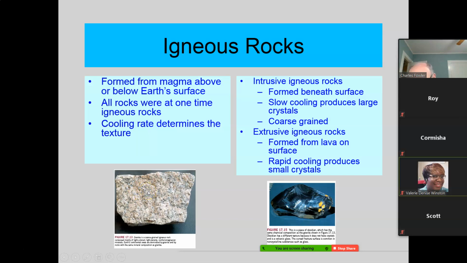Now, sure, you can polish it and make it smooth, but even then, you can look at it and see, if I could get my cursor to come back, there's a crystal there. You can basically pick out the crystals. Dark crystals and light crystals and things like this. They're different minerals making up this rock, but they're usually large crystal size.